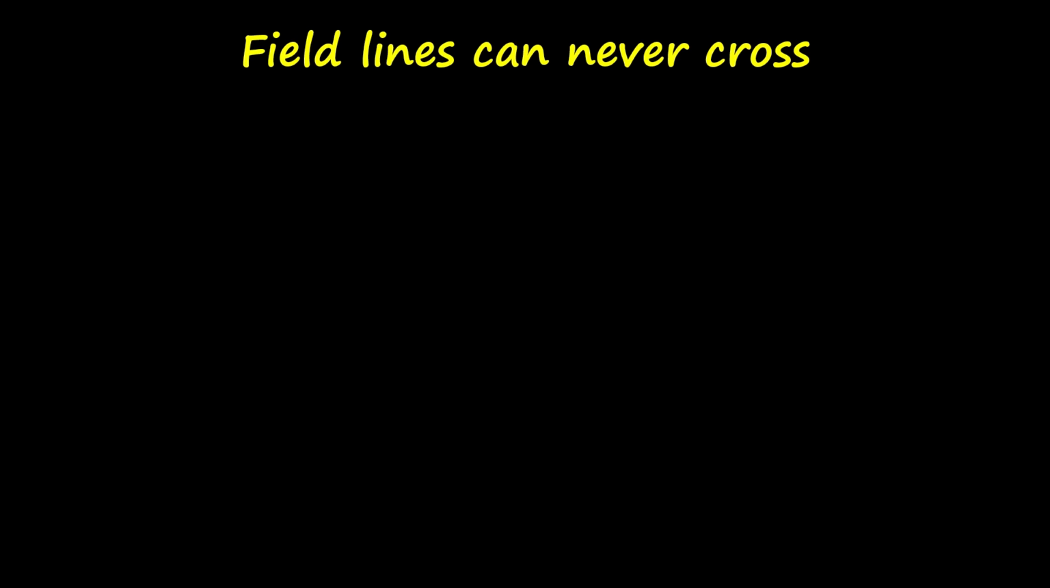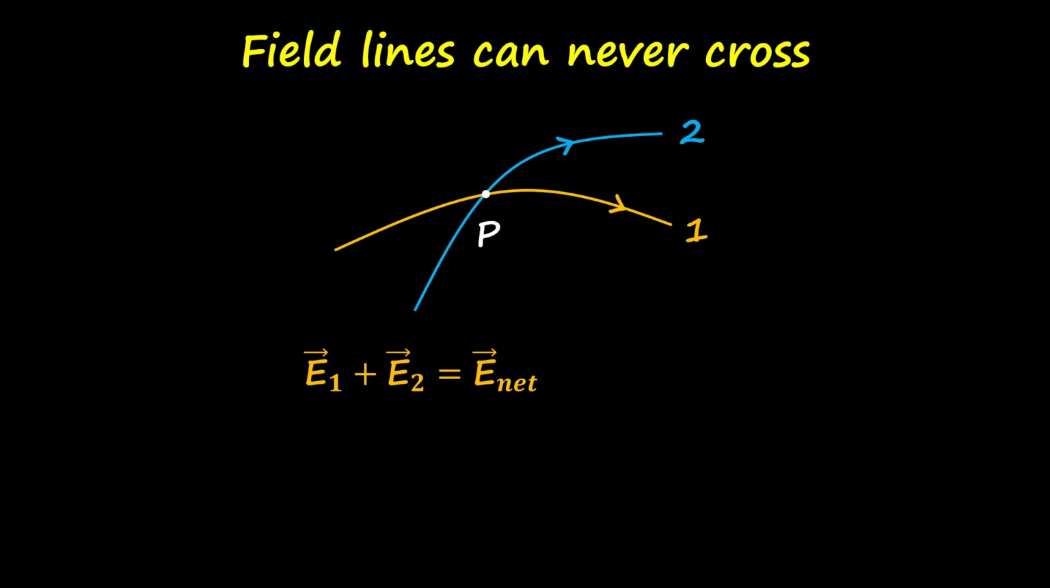There is one more interesting property of electric field lines, that is, field lines can never cross each other. To understand this, let us take one example. Let's say we have field line number 1, another field line number 2, and they are intersecting at point P. Now, if I want to find the net electric field at point P, then we have to take the vector sum of electric field E1 and electric field E2. Then we will get the net electric field.